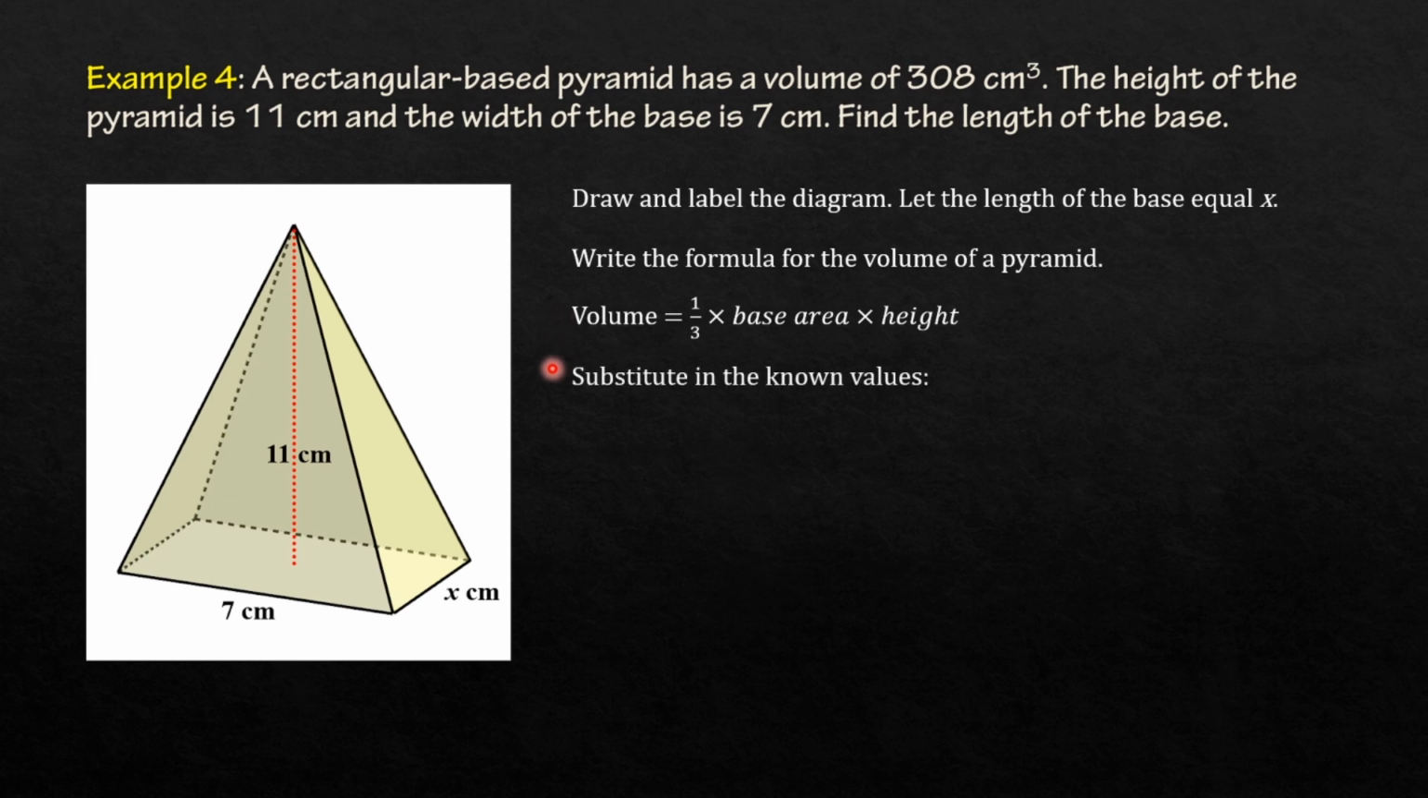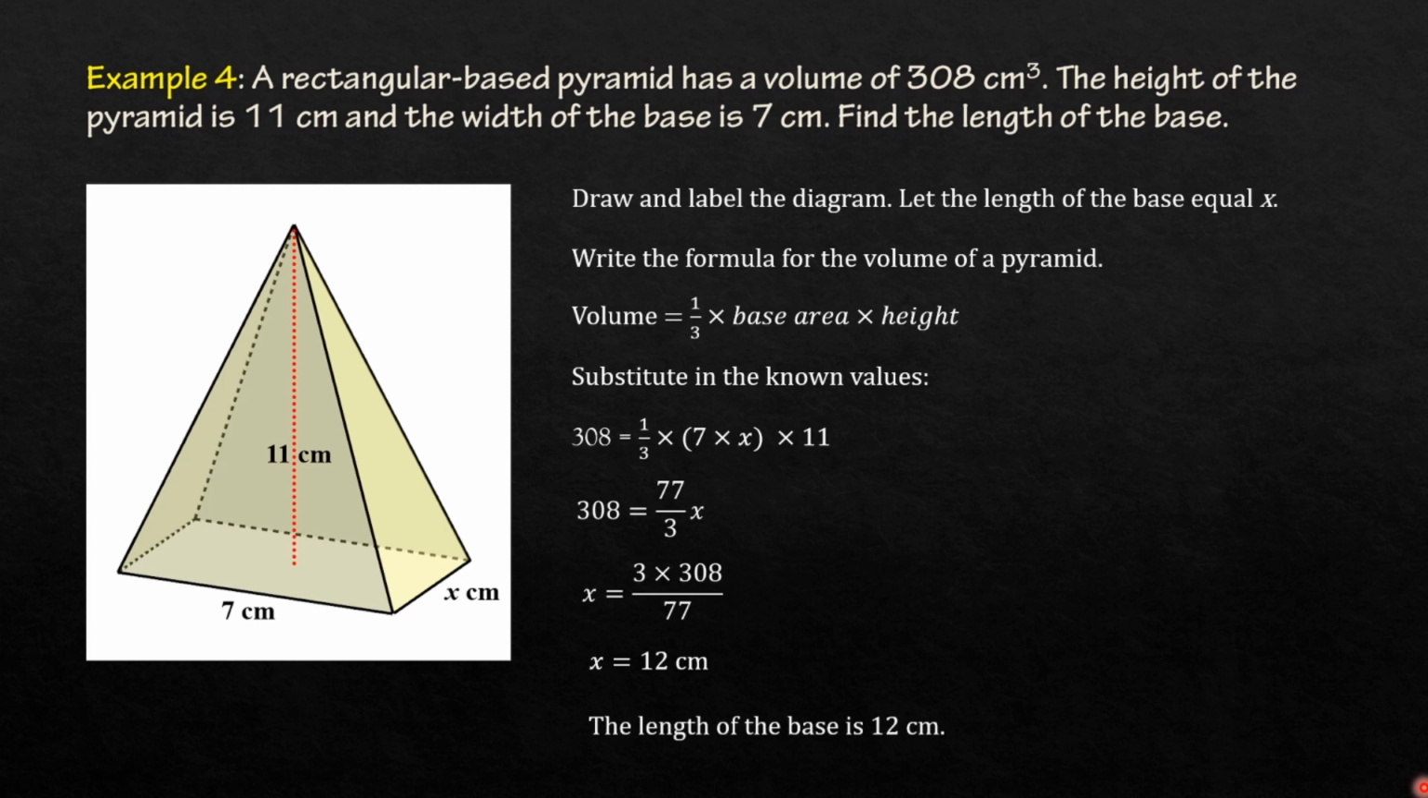Substitute in the values we know. The volume is 308, so put that here. For volume, 1/3 base area. The base area is 7 times X. It's a rectangle. Times the height, which is 11. So rearrange your equation. We'll give you 308 equals 77 on 3 times X. 3 times 308 on 77 will give you 12 centimeters for the length here. The length of the base is 12 centimeters.